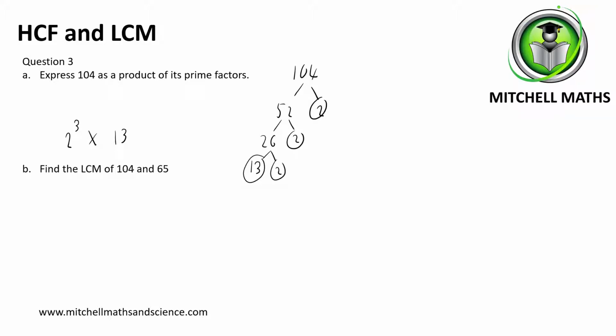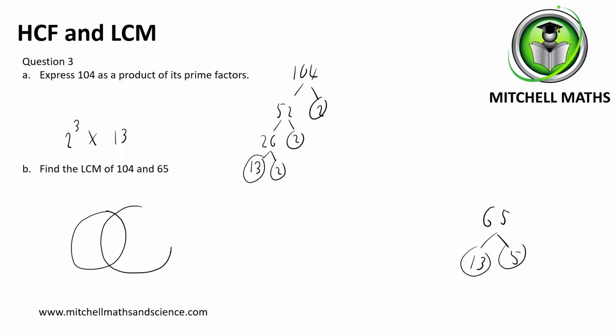I'm going to try and compare it with 65. I'm going to find the lowest common multiple between 104 and 65. So if I get my 65 here and break it down, I'll divide it by 5, and that'll be 5 and 13, and those are both prime factors. So my product of prime factors for 65 is just 5 times 13. And let's draw our diagrams. So we've got that and that.